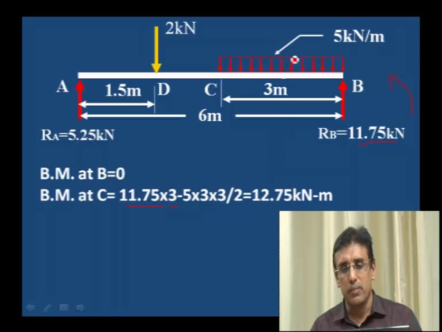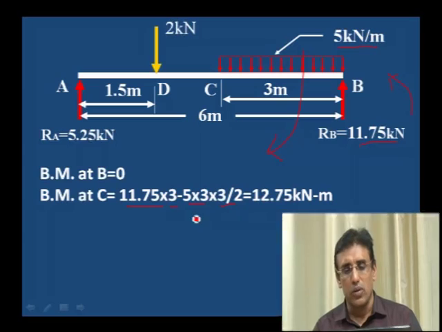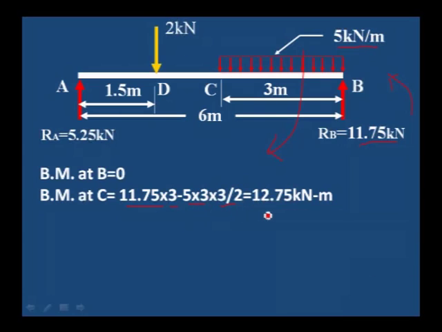Next minus, because the load will create a clockwise movement. 5 kilonewton per meter into 3 is the total load, which acts at the center of the 3 meter length, that is 3 divided by 2. The distance from C to the center point of the load is 1.5, so 5 into 3 into 3 by 2. Therefore the bending moment at C is equal to 12.75 kilonewton meter.